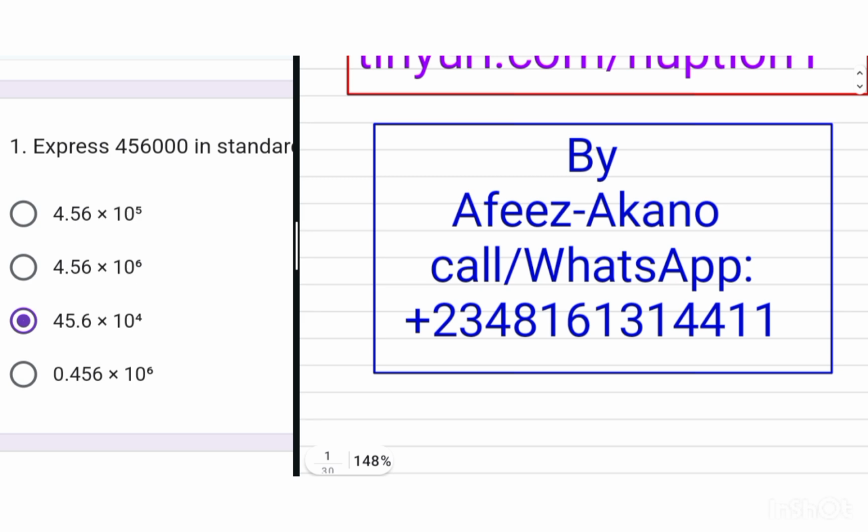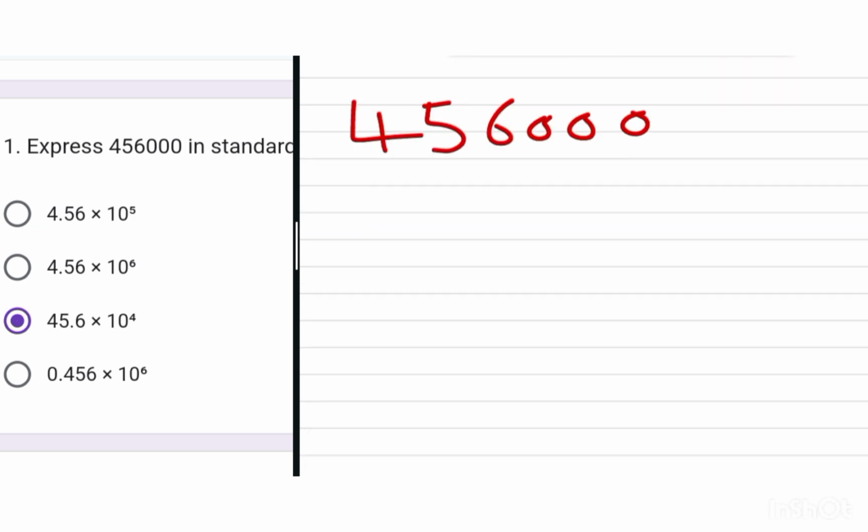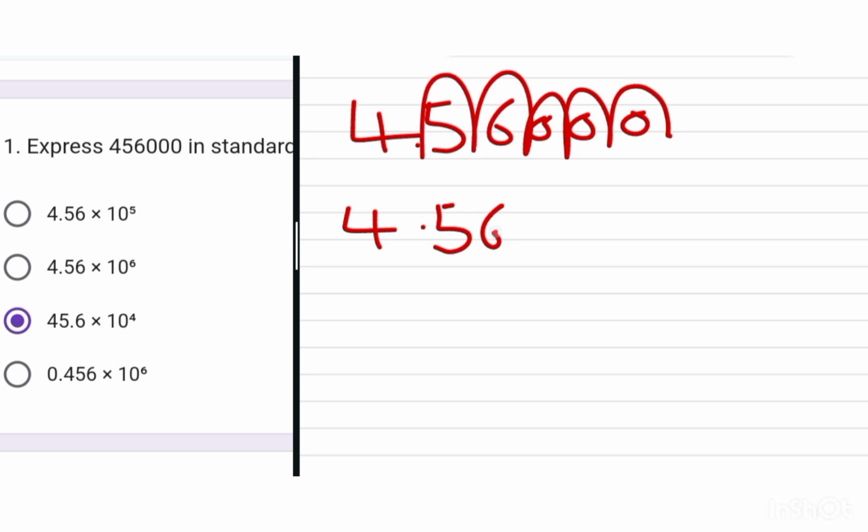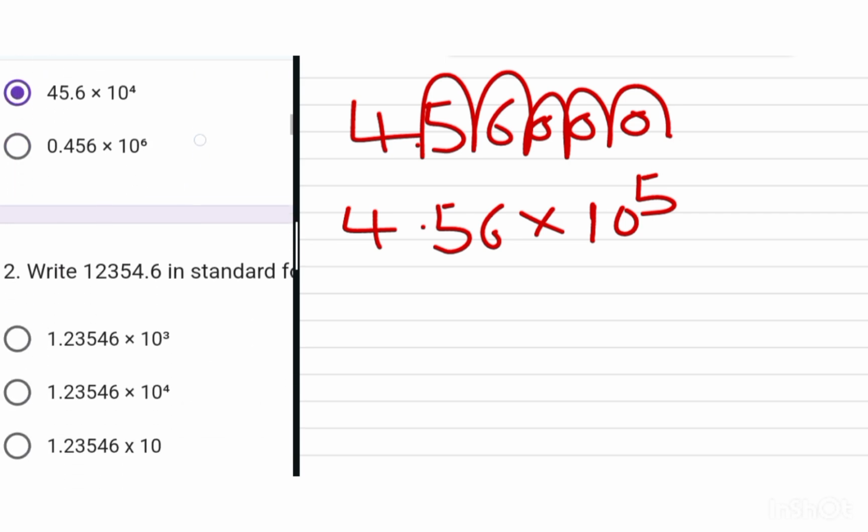To the first question, express 456000 in standard form. To do this, find a way of putting the decimal point in front of the first significant number. In this case, the first significant number is 4. Then move the decimal point. We moved it 5 times, so our answer becomes 4.56 times 10 raised to the power 5.